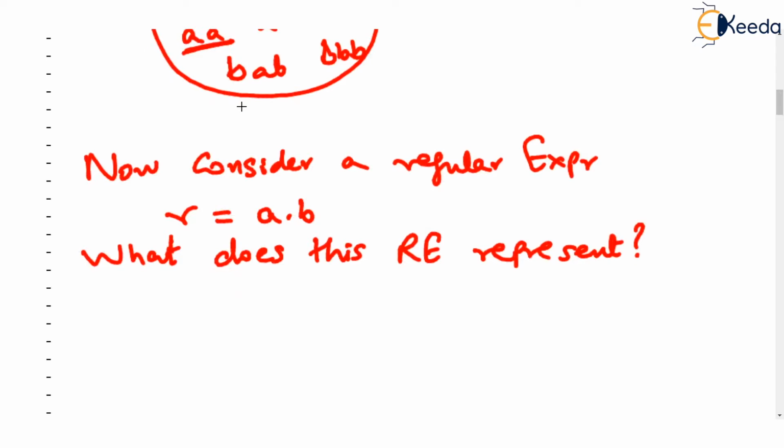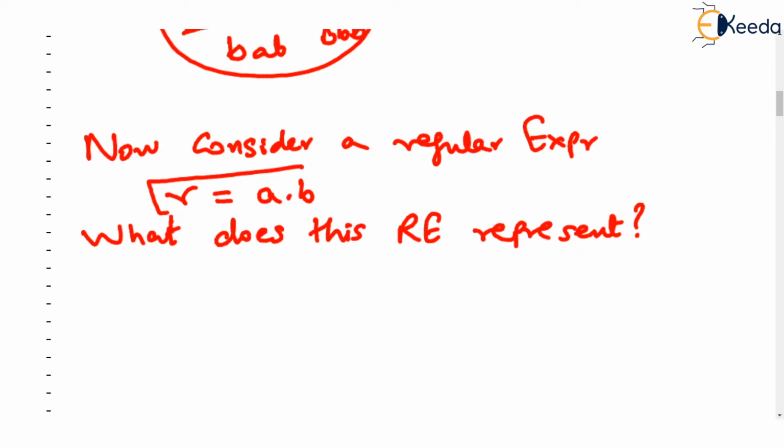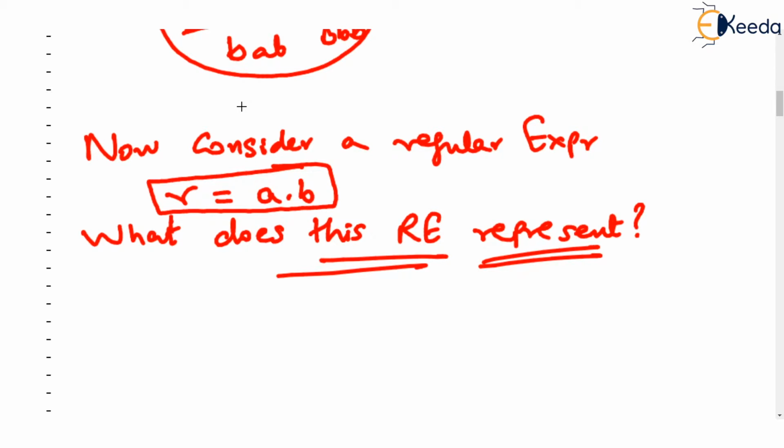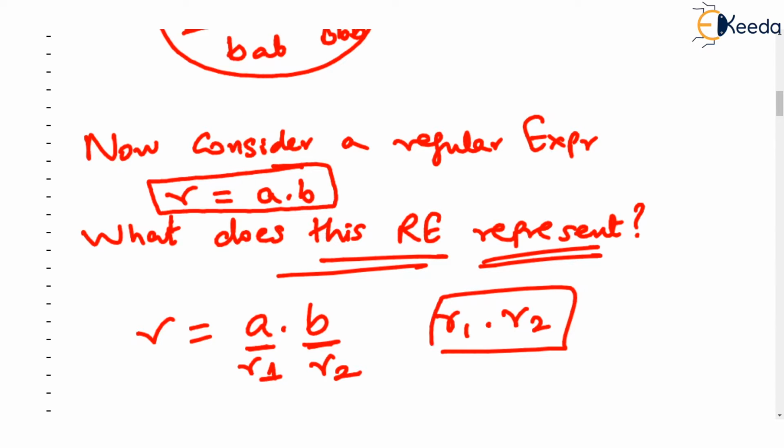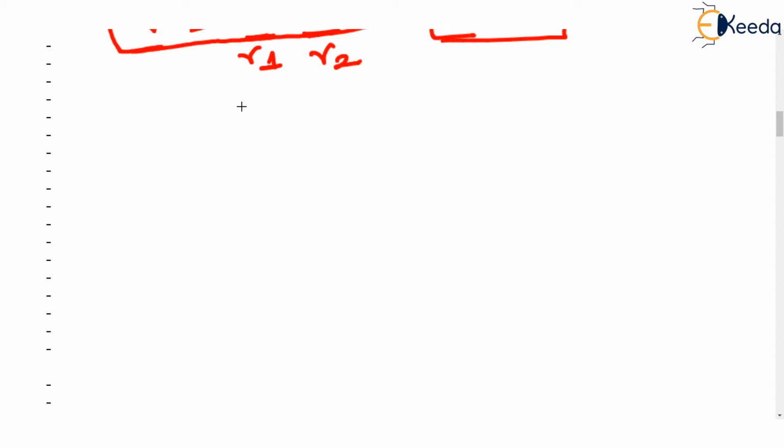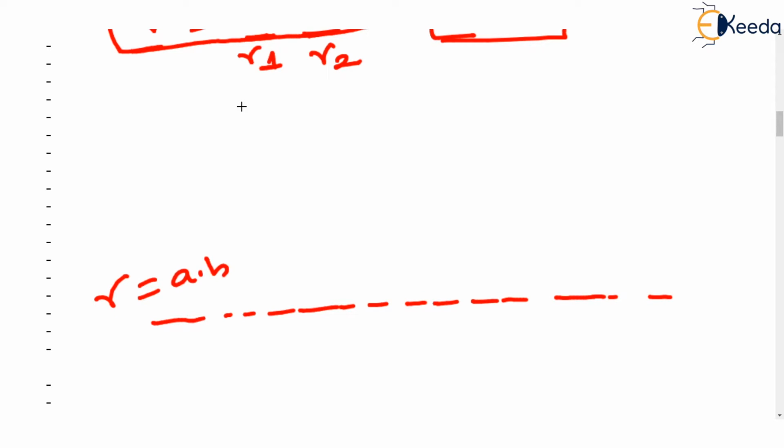What if we have a regular expression like this, A dot B? What does this signify? What does this regular expression represent? Now R is equal to A dot B. From our previous video, we know that A itself is a regular expression, B itself is a regular expression, then R1 dot R2 is also a regular expression. That means R is equal to A dot B is a regular expression. From our discussion in the previous video, we know that there is a filter here, and the condition given for the filter is R is equal to A dot B. This is the filter condition.